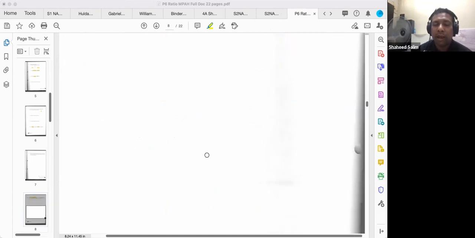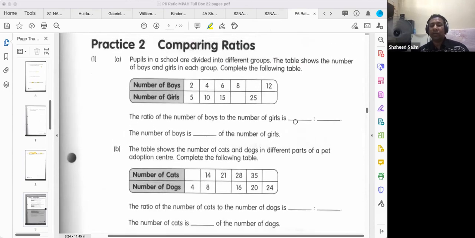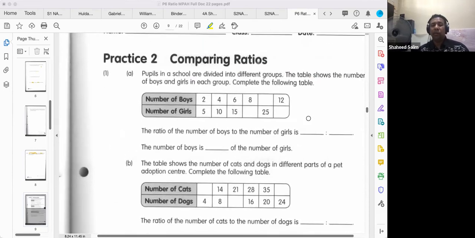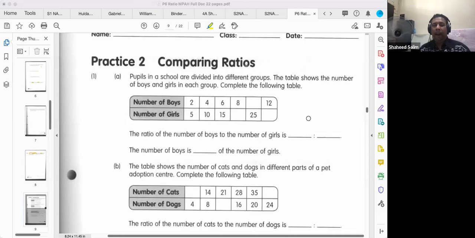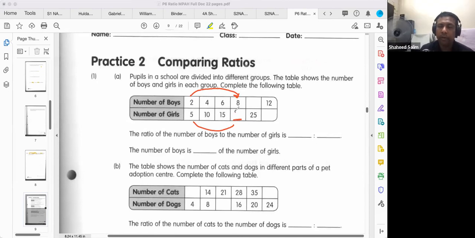Okay, we try. Now comparing ratio. We try question number 8. You tell me now what's the number of the ratio. What's the number here? From 2 times what equals 8? It's 4. So do the same thing here. It's 20.